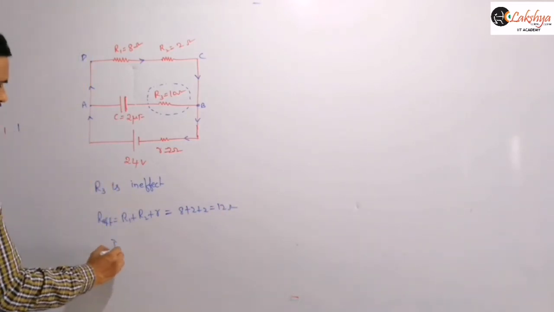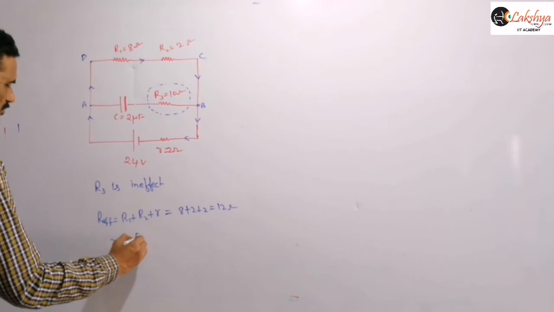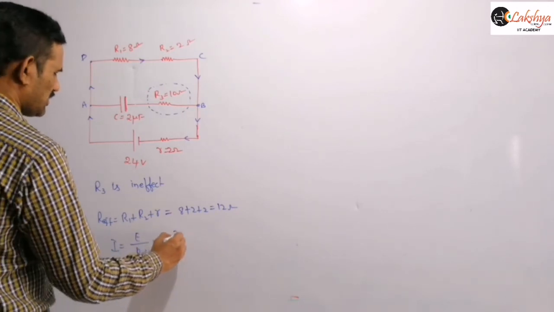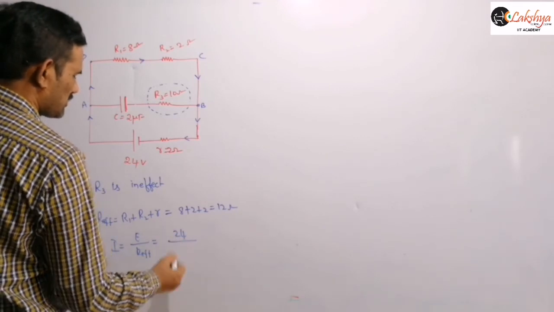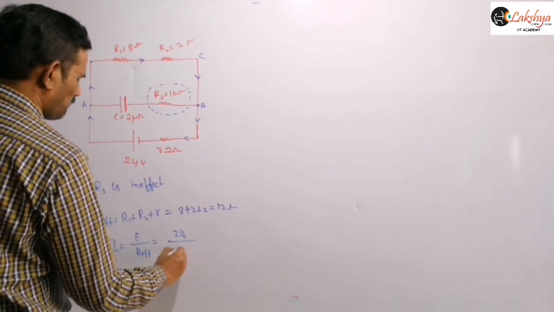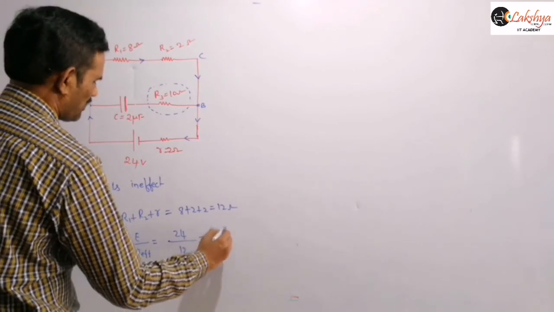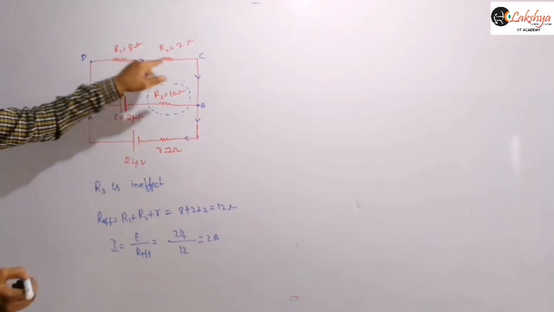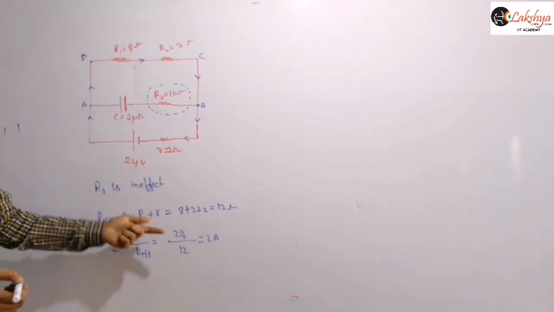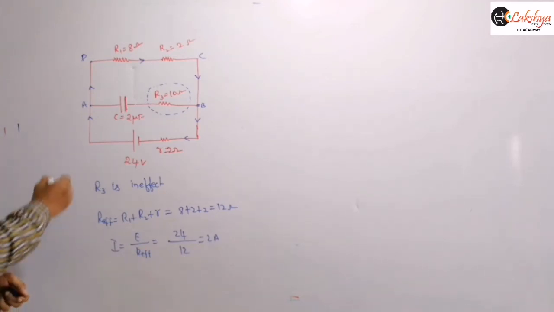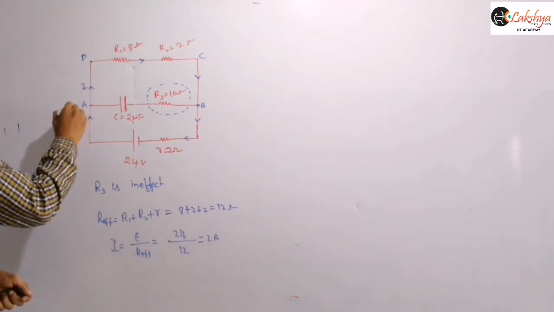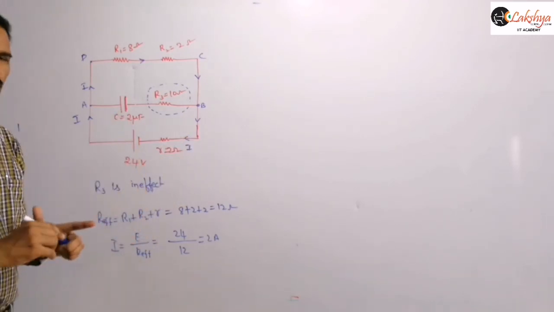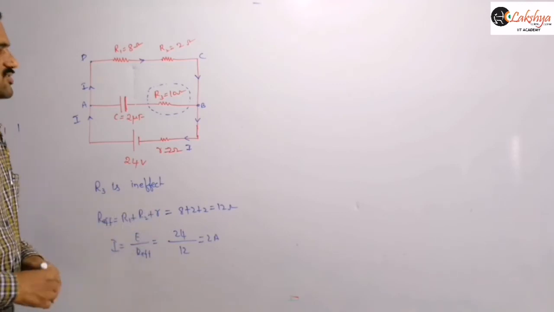And therefore this I value we can write as the EMF of the cell by R effective. So EMF of the cell is 24 and this is 12. So it is 2 amperes here. And so now current flowing through R3 is 0, and as all of them are in series, current flowing through each resistance is the same, that is 2 amperes only, right? So the current flowing through each resistor, which is nothing but the current through the cell, calculation is over.